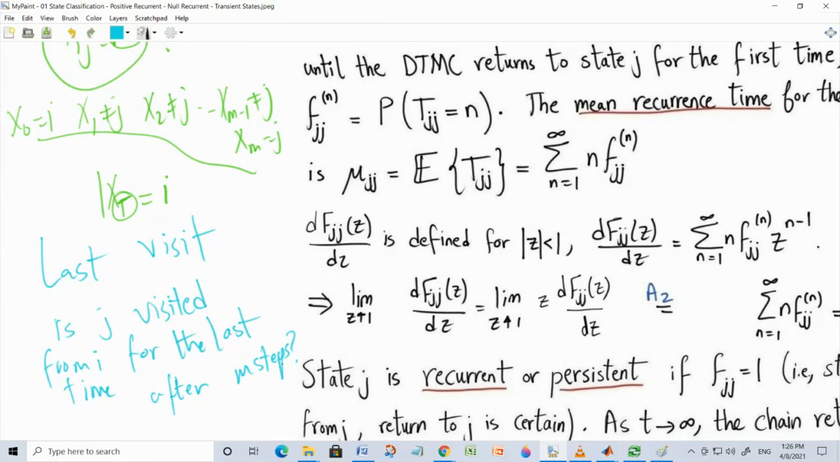If n is, let's say, 7 steps, and I give you x of 10, and you see that the chain is not in j at x8, x9, or x10, can you declare that the last visit was at time instant 7? No, because perhaps there is a coming visit in the future. So last visit is not a stopping time. Something like this, you cannot apply Wald's inequality, if needed. You cannot apply the strong Markov property and so on.